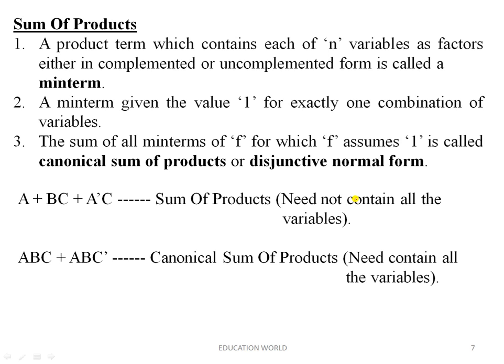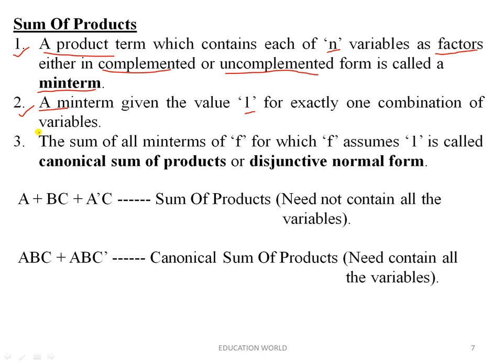So what is the sum of product? Our first point says that a product term which contains n variables as factors, either in complemented or uncomplemented form, which means it is a product term in which n variables, whether 2, 3 or 4, appear as factors either in true form or complemented form. It is also called a min term. Our second point is that a min term gives a value of one for exactly one combination of variables.